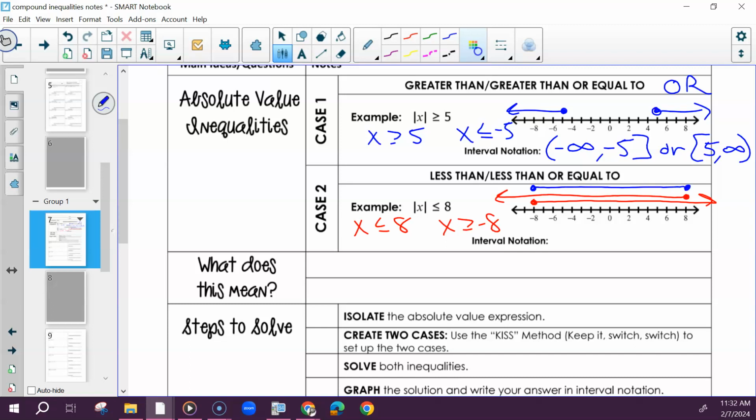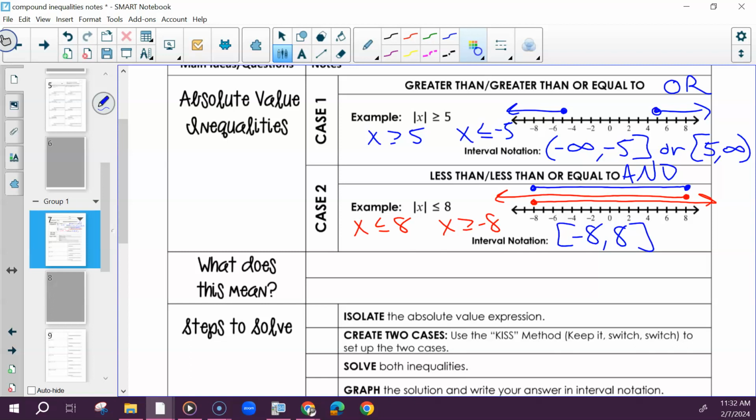So less than or equal to absolute value inequalities are going to be and inequalities. Which means when we write that in interval notation, what would it look like? Bracket, negative 8, 8, bracket, bracket.